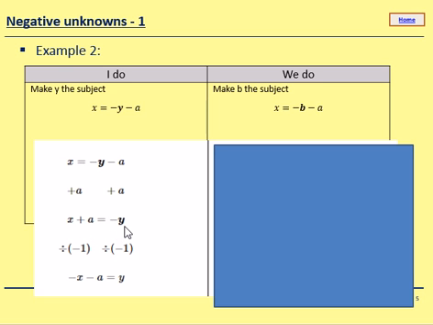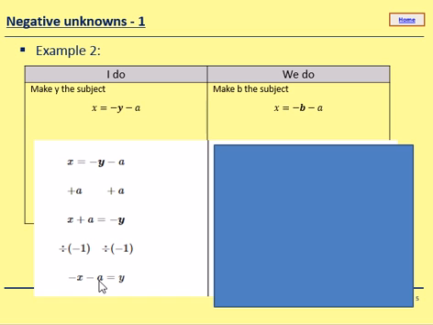And again, we've got to imagine this is minus 1 in front of the y. So like any other number, like any other coefficient, we divide by the negative 1. That leaves us with just y equals negative x take away a. Again, it swapped every positive to a negative and every negative to a positive. This is a little trick you'll learn to do.